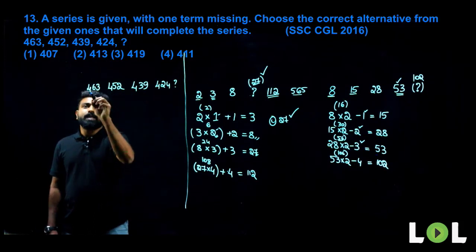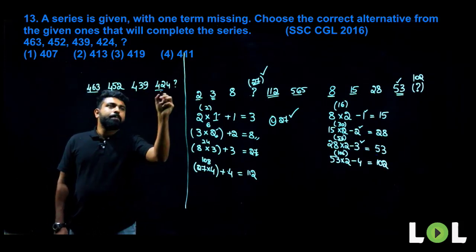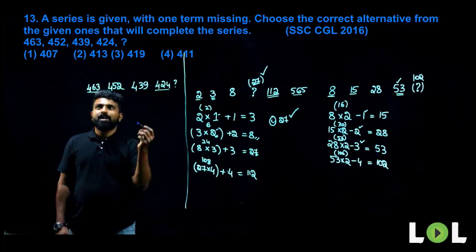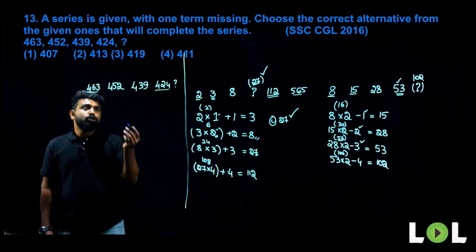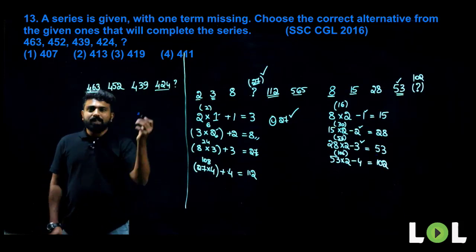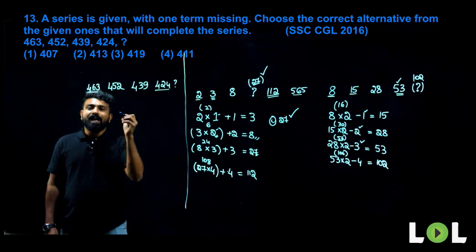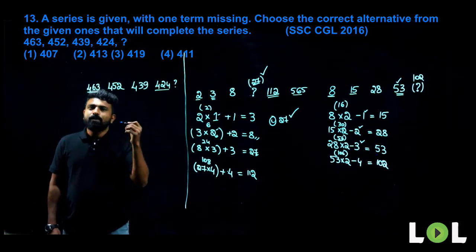What is happening here? Look at my first term. Take my last term. Take the difference between them. What is the difference? Difference will range somewhere between 30s or 40s. So, if the difference is between 30s and 40s, it means that the difference is small. Meaning there should be addition or subtraction that is involved within the series.